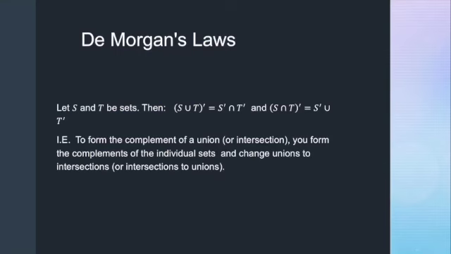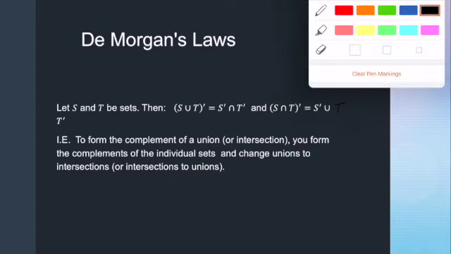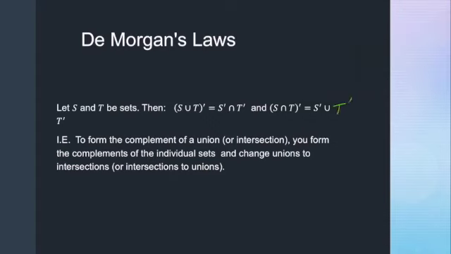So let's talk about De Morgan's laws. De Morgan's laws say that if I have the complement of S union T, that's the same as S complement intersect T complement. And if I have the complement of S intersect T, that's the same as S complement union T complement. I just want that to be up here, okay? I.e., the complement of a union, you form the complements of the individual sets and change the unions to intersections. Or to find the complement of an intersection, you form the complements of the individual sets and change the intersections to unions, right? Complements, kind of like negation, you flip the sign.